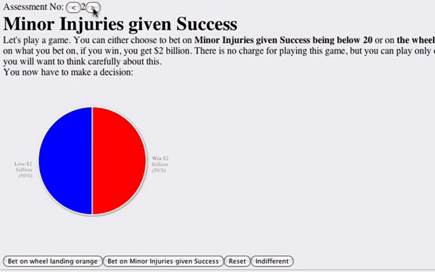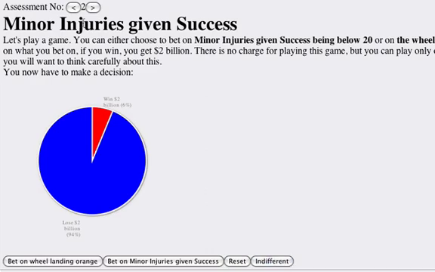Next question. Minor injuries given success being below 20. Would I rather bet on that or would I bet on the wheel landing orange? I think it's going to be above 20, so I'm going to bet on the wheel. Now, maybe I'll still bet on the wheel. Still bet on the wheel. Maybe around this point, I'd be indifferent. Maybe by some great stroke of luck, it could be below 20.